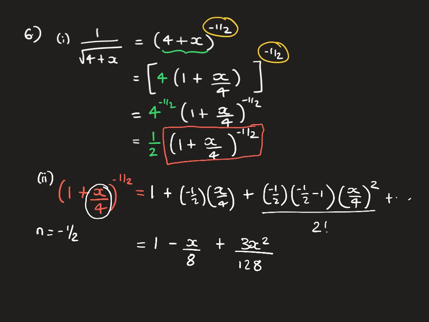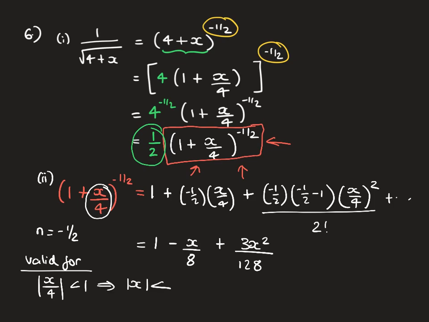Now remember, ordinarily we would then have to make sure we multiplied all of the terms by this half here, but they didn't actually ask us to do this in this question. They asked us to just expand this part over here. We have been asked to talk about validity conditions, so this is valid for mod x over 4 less than 1, which gives me mod x is less than 4, or if you prefer, x is between negative 4 and 4.